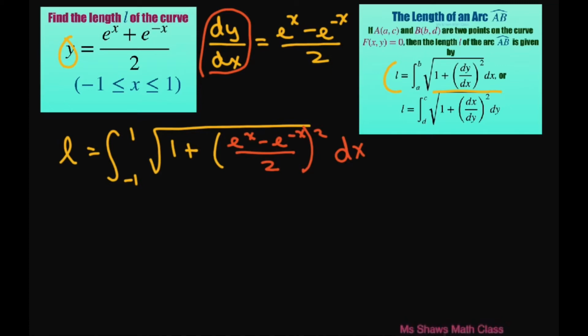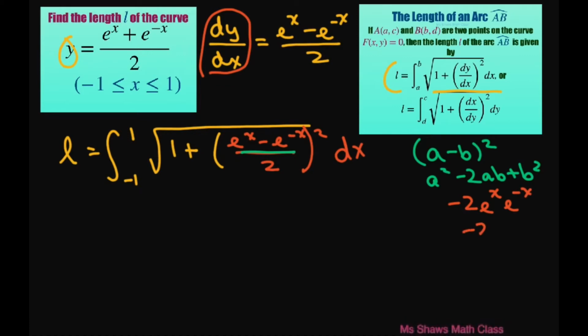All right, we're going to expand this, and just please note that we're using (a - b) squared, that's a squared minus 2ab plus b squared. So the middle term is going to end up being negative 2 times e^x times e^(-x). So that's negative 2 times e^(x - x), and e^0 just equals 1. So we'll just get negative 2 there. Just want to make sure we understand that.